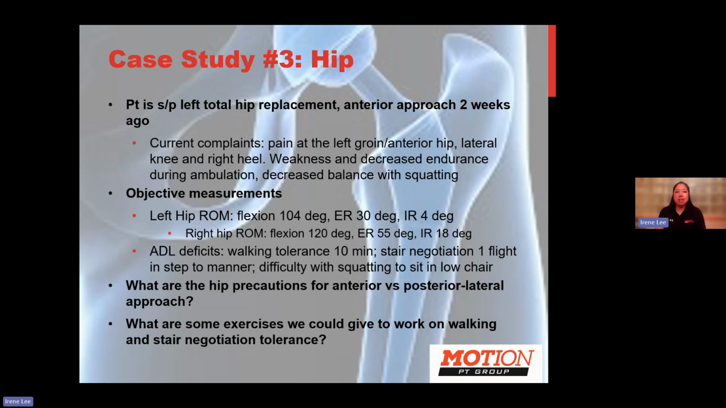So his ADL deficits: he can only walk about 5 to 10 minutes. Stairs are kind of hard. He can only tolerate one flight, and he had to do it step by step, he couldn't do step over step. And obviously, difficulty squatting to sit in a low chair. I think he actually had a toilet raiser as well because his toilet in his apartment is kind of low. So things to think about with this one are what are the hip precautions for anterior versus posterior lateral approach? And what kind of exercises can we give to work on walking and stair negotiation tolerance? So I'll give a minute or so.